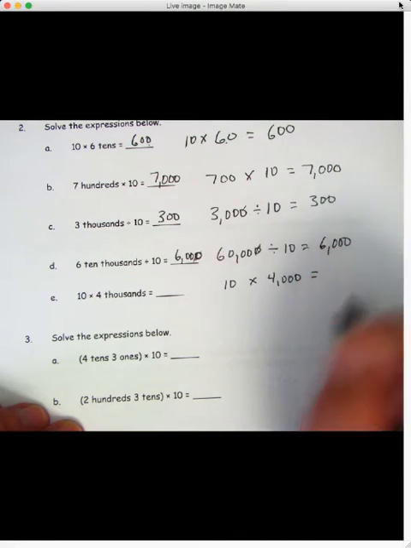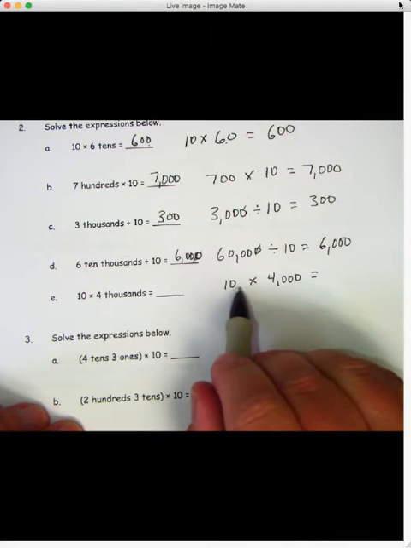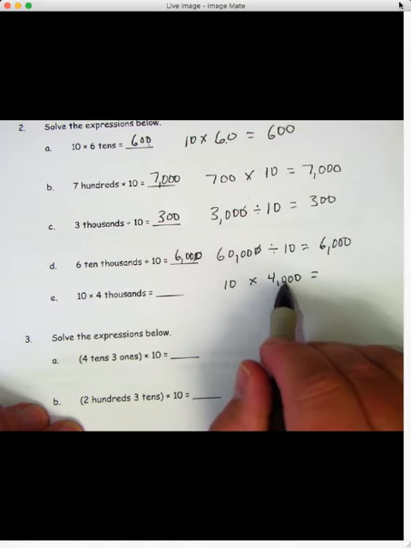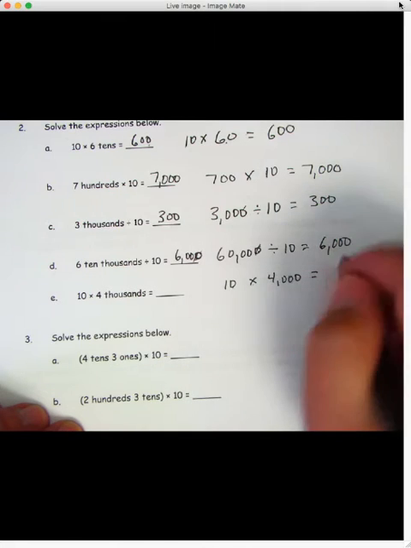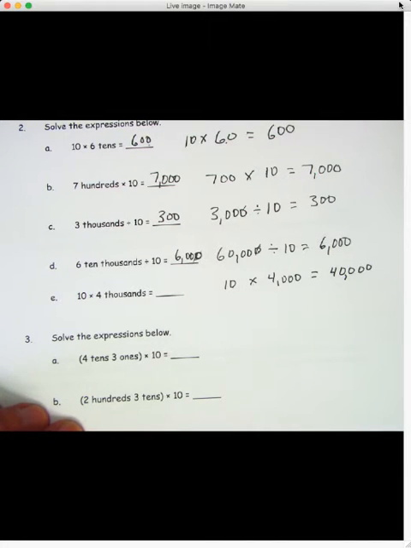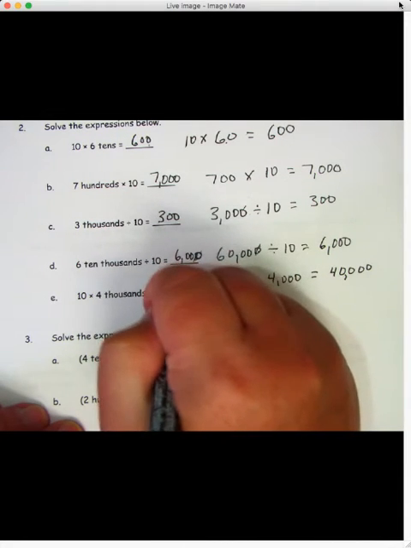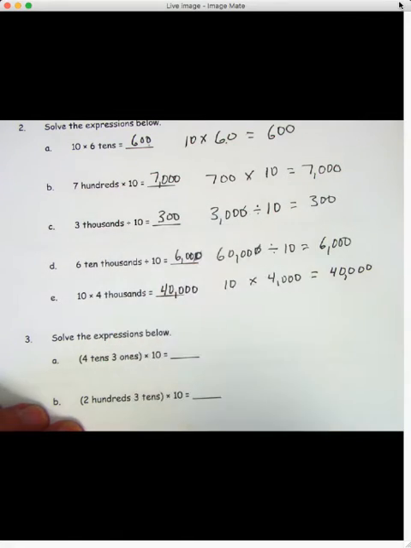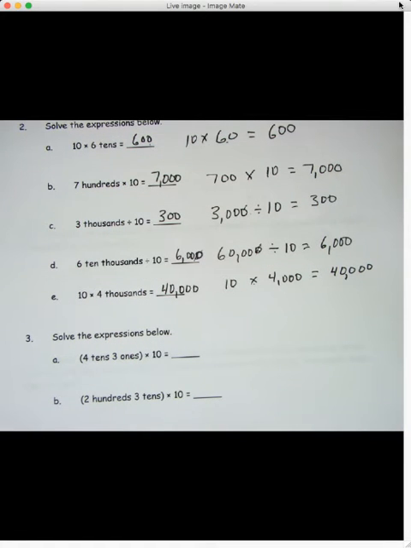But we can do it this way too. Since we're multiplying, we're going to add a place. We're going to add a 0. So we're going to have 4, 1, 2, 3, 4 zeros. And it makes it 40,000 for the answer. Got it? Doing good, doing good. Let's keep working. We're going to get through this.